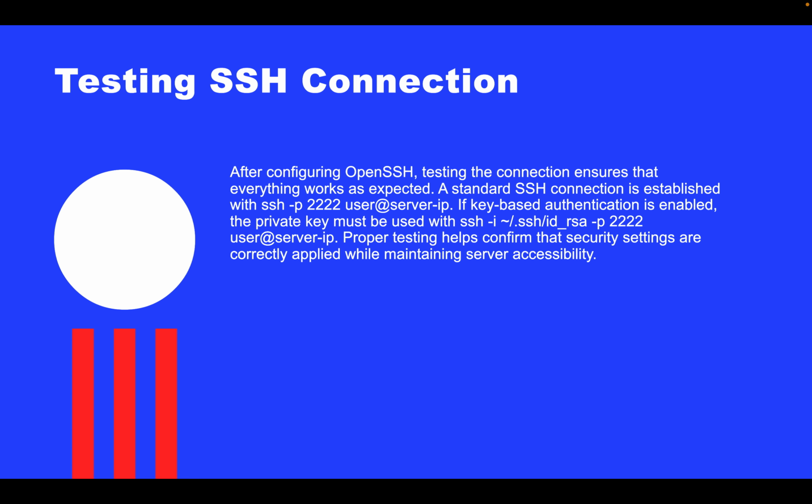To test the SSH connection, this ensures that everything works as expected. A standard SSH connection is established with whatever the port is with that command. If key-based authentication is enabled, the private key must be used with the command. Proper testing helps confirm that security settings are correctly applied while maintaining server accessibility.